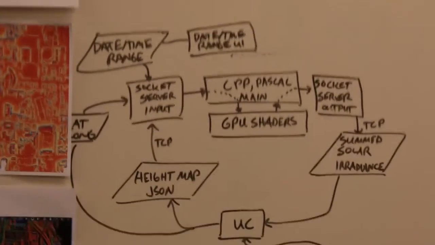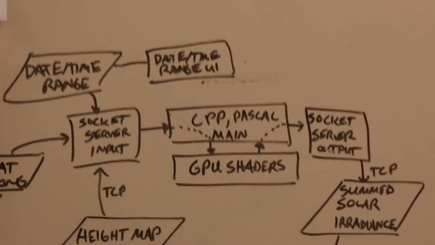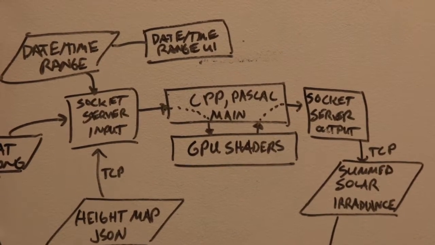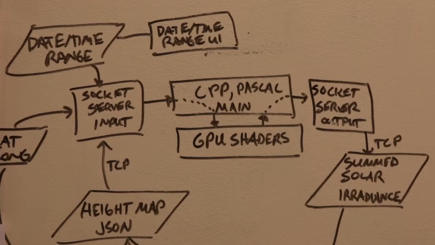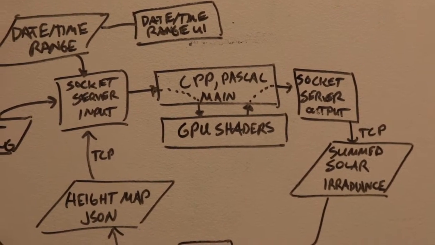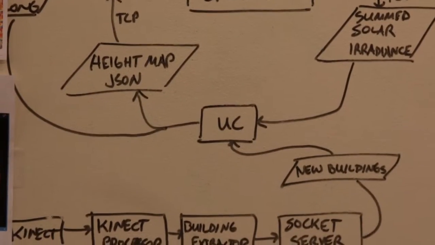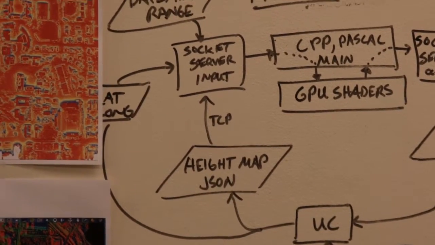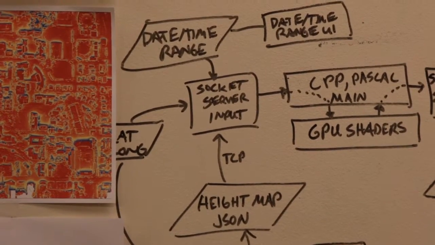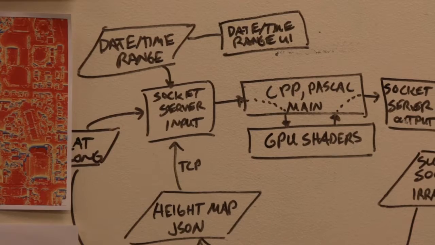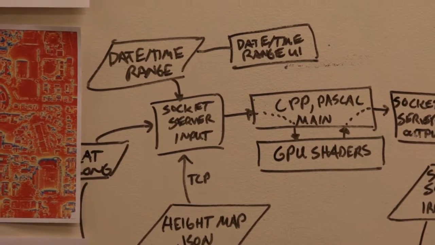Our method involves having a main application written in C++ that uses GPU shaders, or a set of shaders that computes from a height map and additional information the summed solar irradiance. UC Winroad can be used to provide a height map in JSON format that we can send along with latitude, longitude to our socket server that brings in the input to our GPU shaders.